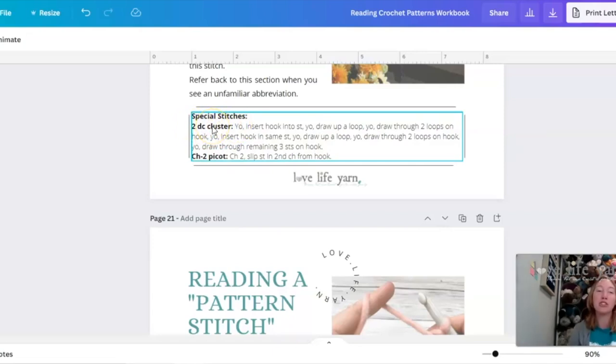I could have abbreviated it with just CL. It would have been fine, but I did not do that in this particular pattern. It was for one of the flowers on the wreath. And then I also had a chain 2 picot: chain 2, slip stitch in second chain from hook.